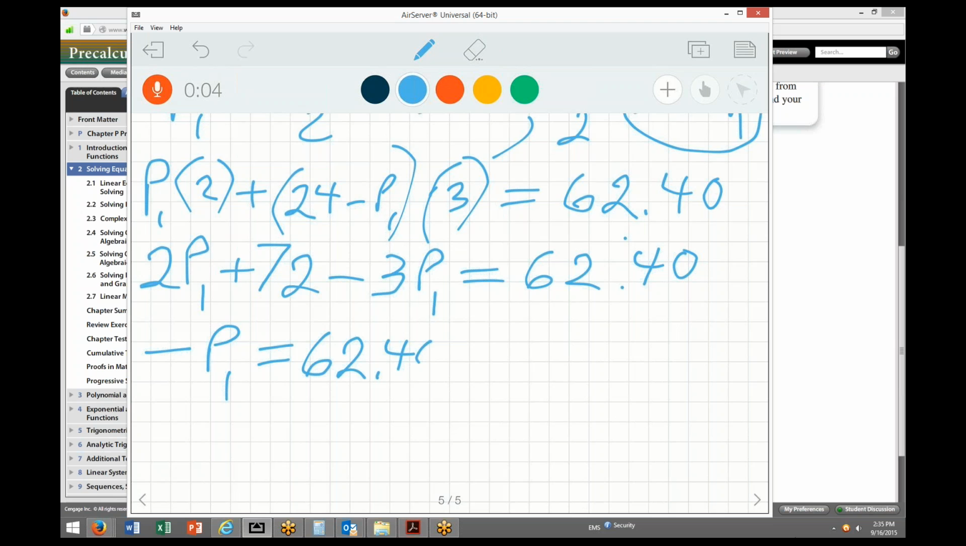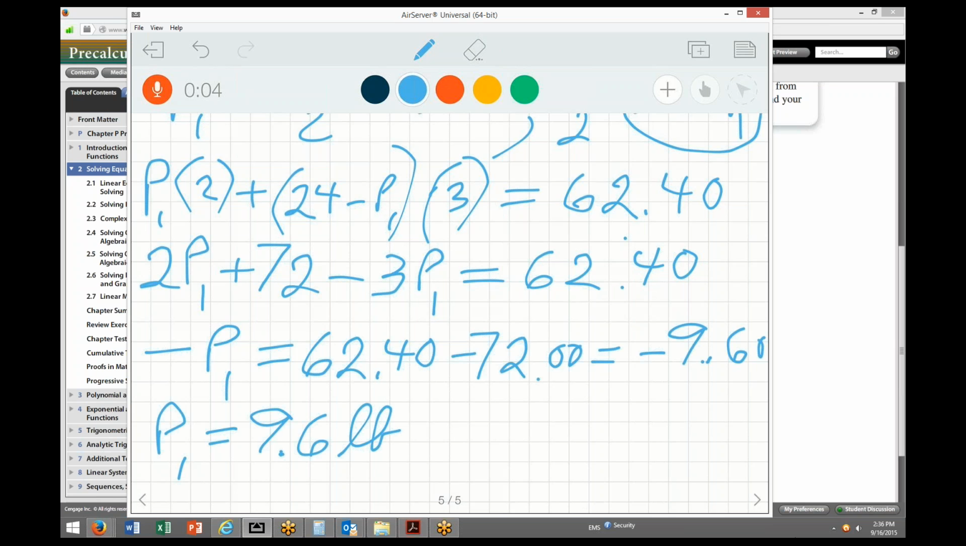And that's subtracting 72 from both sides, then that's 62.40 minus 72, and so that is negative 9.60. So what does that tell us? Multiply both sides by -1, and we get that P1 is equal to, let's just drop the 0, it's just 9.6 pounds of peanuts.